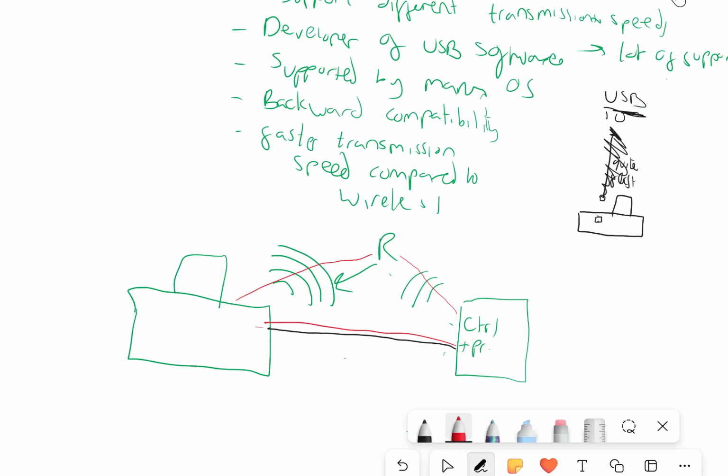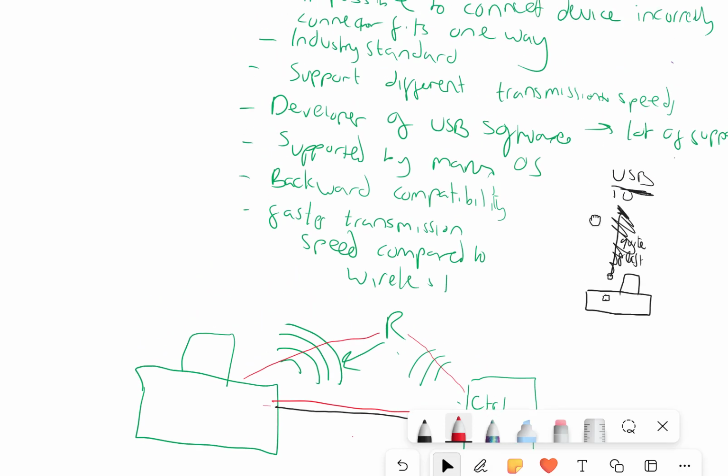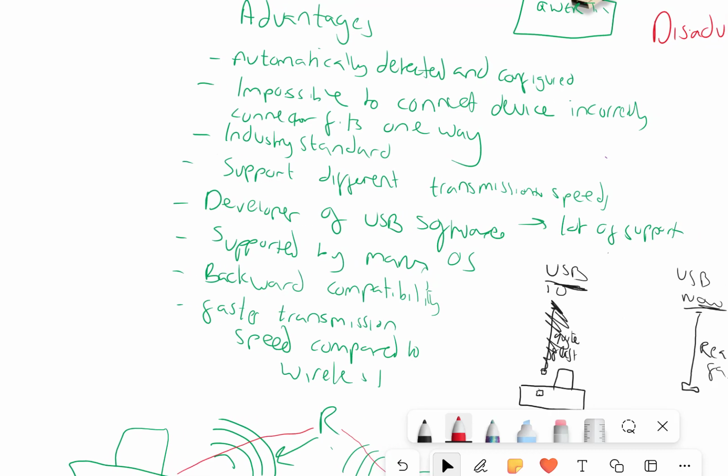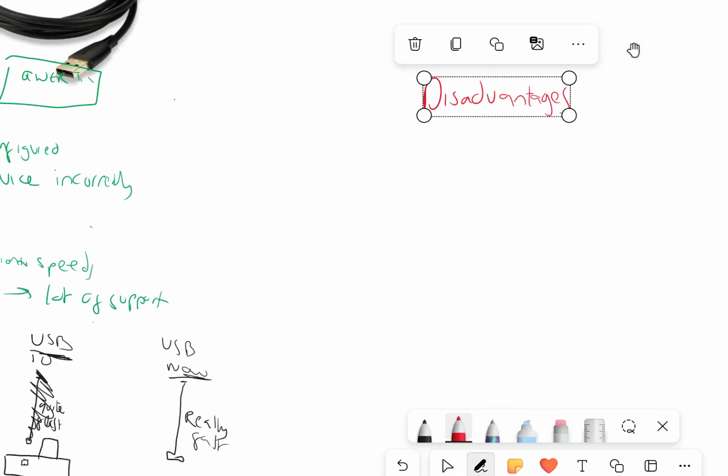But what about the disadvantages? Well, let me just go through the advantages one more time. We've got automatically detects and configures devices. Impossible to basically incorrectly connect a device. It's industry standard, supports different transmission speeds. In terms of developing software, there's a lot of support for USB developers. It's supported by many operating systems, it's backwards compatible, and it's faster for transmission.